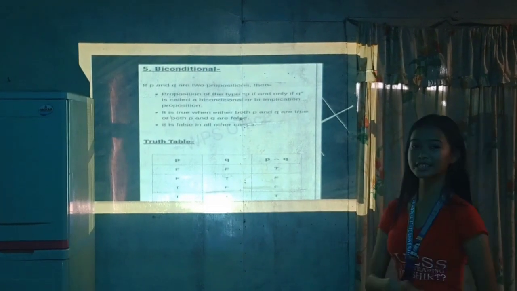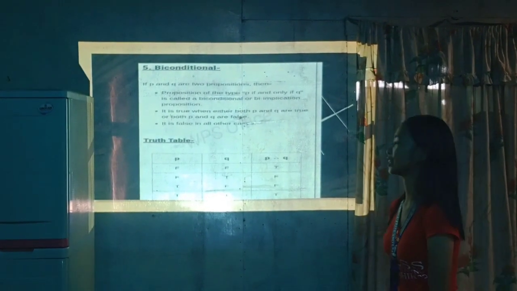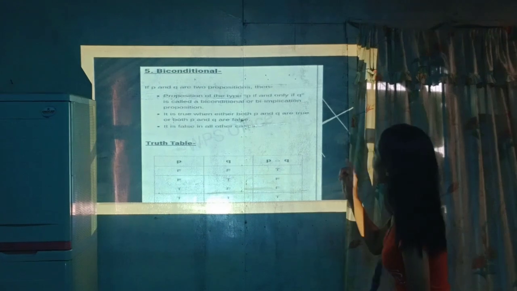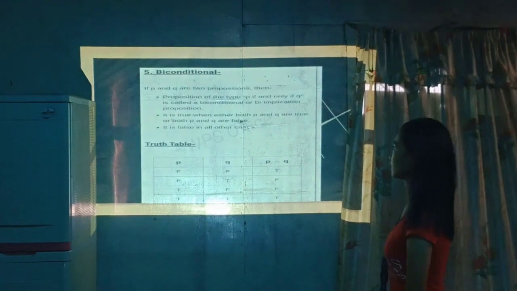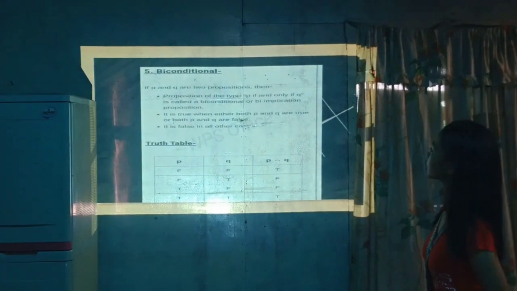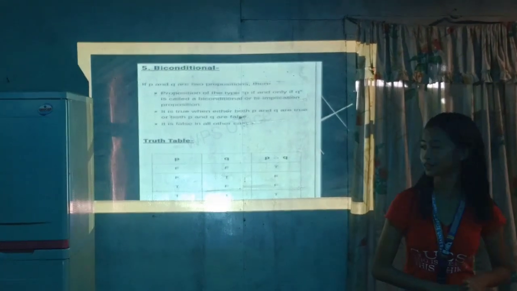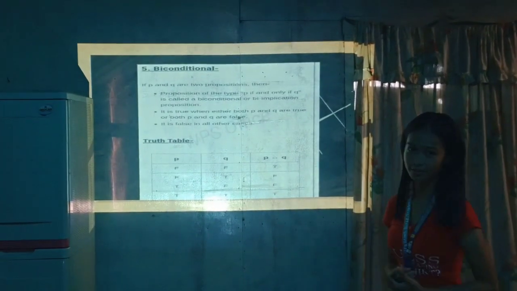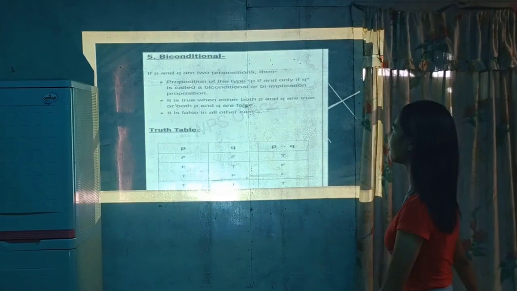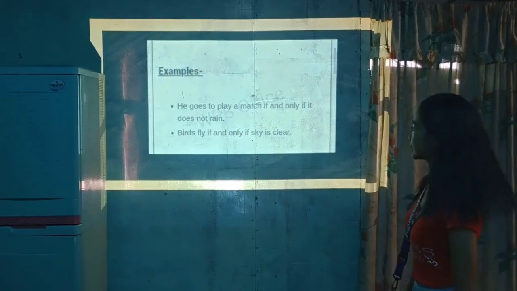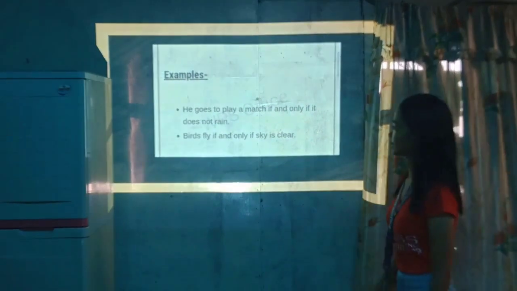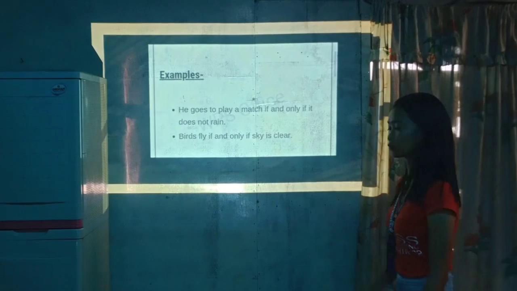The last but not least, biconditional. If P and Q are two propositions, then a proposition of the type P if and only if Q is called a biconditional or bi-implication proposition. It is true when either both P and Q are true or both P and Q are false. It is false in all other cases. This is the truth table of biconditional. The example of biconditional is he goes to play a match if and only if it does not rain. The other example is birds fly if and only if the sky is clear.